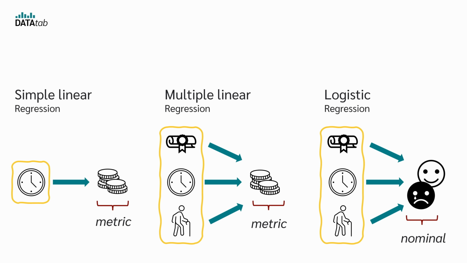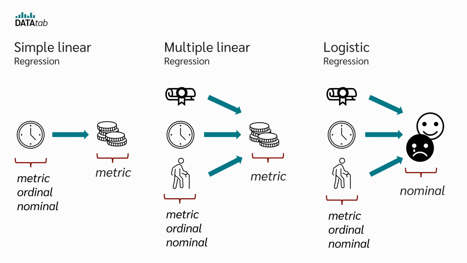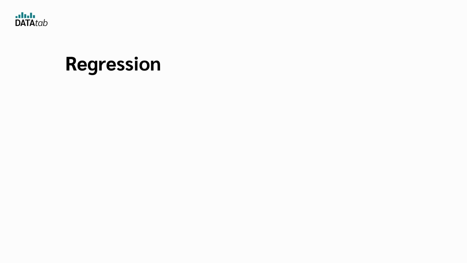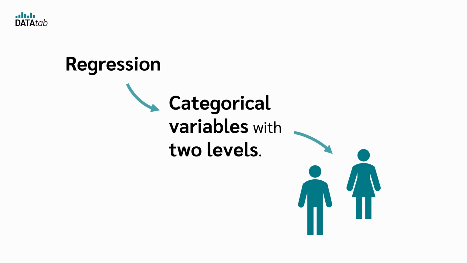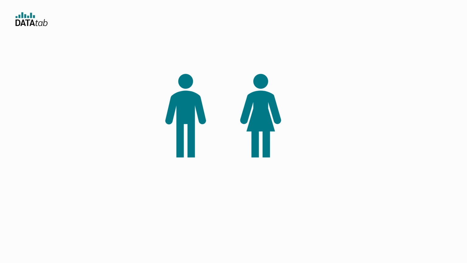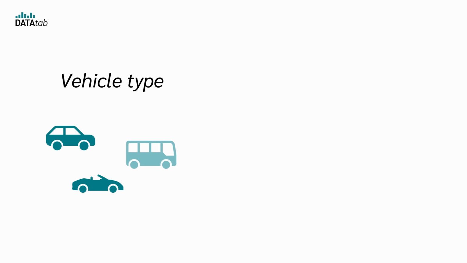But what about the independent variables? In all cases, the level of measurement of the independent variables can be nominal, ordinal, or metric. Okay, actually in regression you can only use categorical variables with two categories or levels, such as gender with male and female. In this case, we can code one category with 0 and the other with 1. However, if a variable has more than two categories, like vehicle type, there's an easy solution. We create dummy variables. Don't worry, we'll explain more about dummy variables later in this playlist.